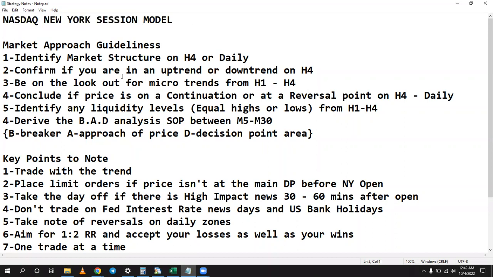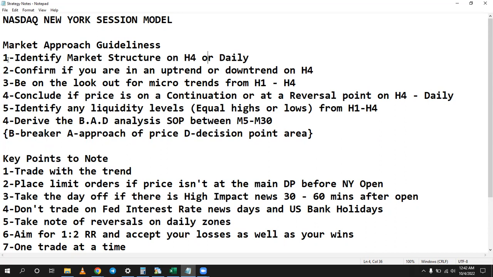Before I dig in any further, we shall go through the market approach and a few key points to note. Now, the market approach guidelines basically highlight the key things that I look out for when I'm approaching Nasdaq, especially around the New York Open.